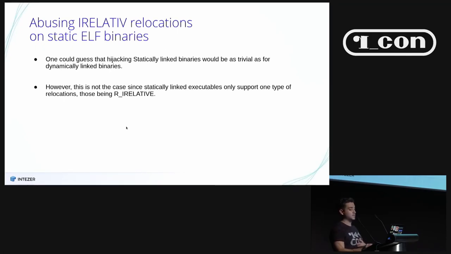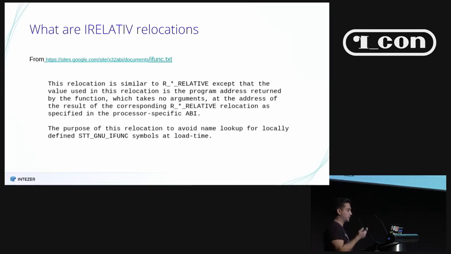With statically linked binaries it's a completely different story, because statically linked binaries only support one type of relocation, called IRELATIVE. Based on the documentation, this type of relocation is the same as the conventional R_RELATIVE relocation. The only difference is that the relocation value is actually the result of a function. The reasons are not really important, to be honest, but statically linked binaries have different implementations of the same function, and sometimes you want to use a specific implementation over another, so that's why this is implemented.